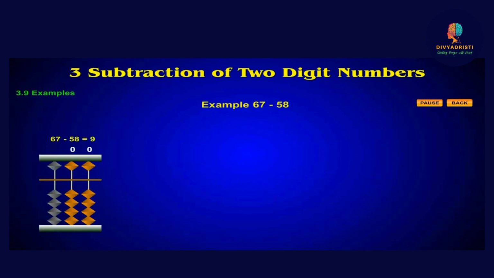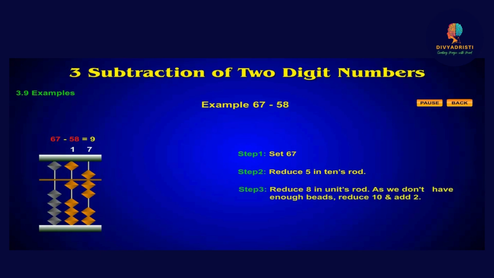Example: 67 minus 58. Step 1. Set 67. Step 2. Reduce 5 in tens rod. Step 3. Reduce 8 in units rod. As we don't have enough beads, reduce 10 and add 2. Step 4. Count the beads.